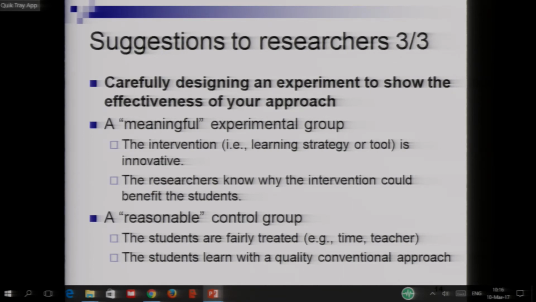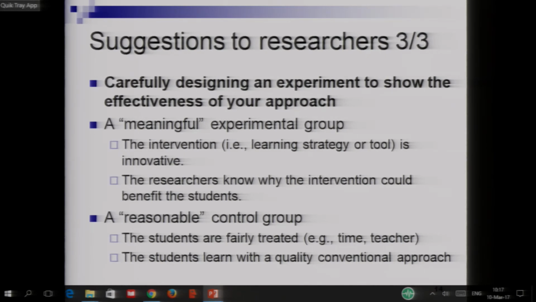And also, you need to have a reasonable control group. I once saw a research design that I think was terrible. The experimental group learned with a mobile game and the concept map. Very strong experimental group, right? And the control group was asked to read the book by themselves in the classroom. That's a terrible research design, okay? Because the control group is too weak. It's not a good control group.